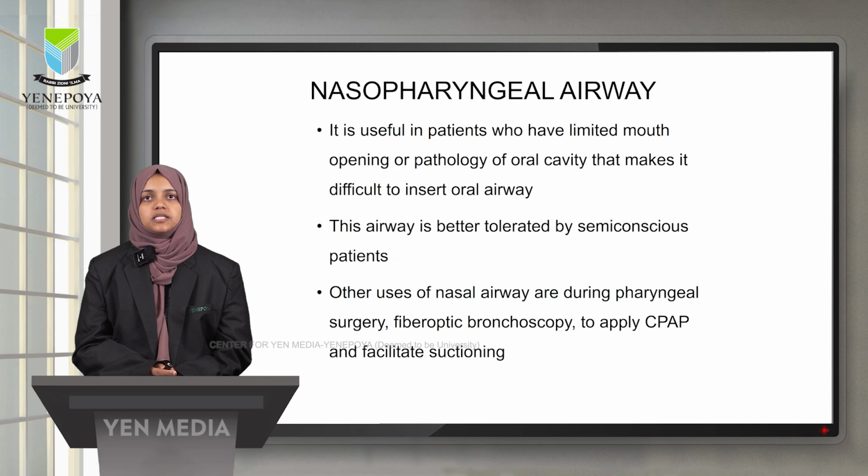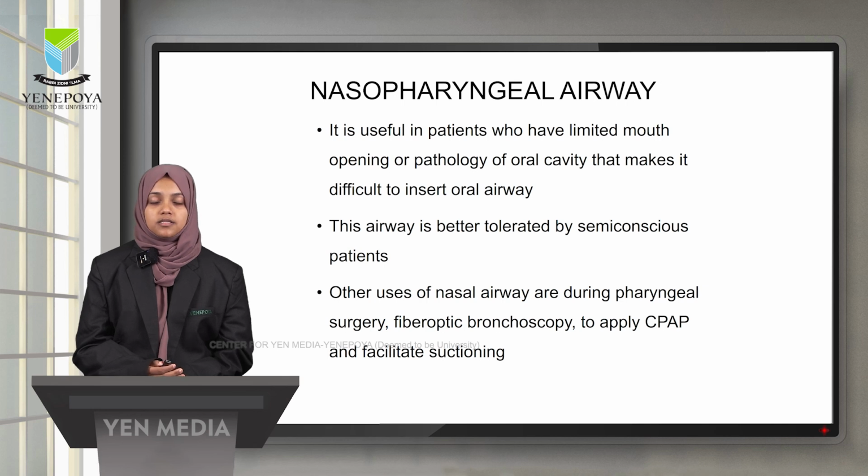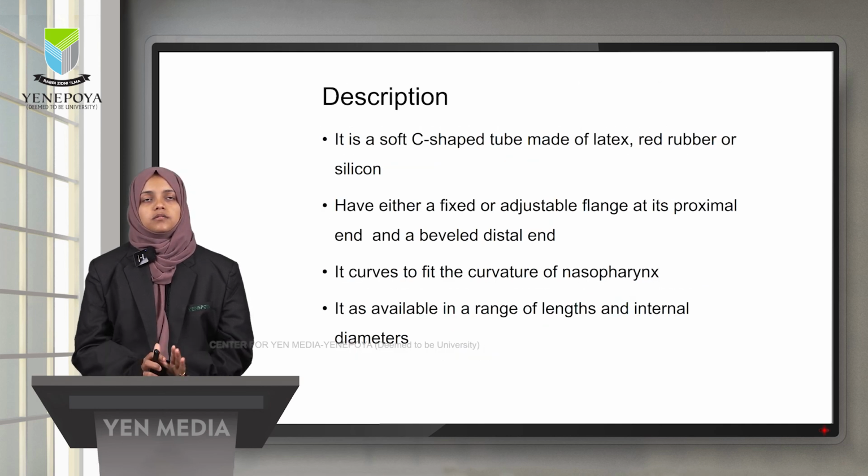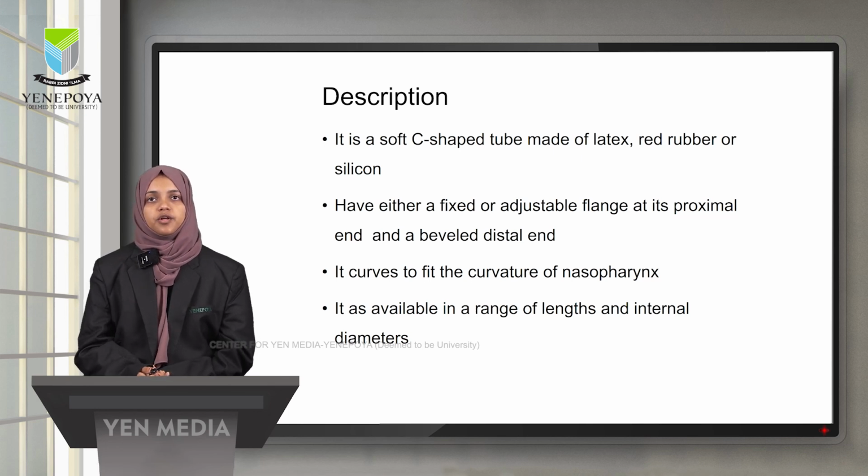It is useful in patients who have limited mouth opening or any pathology of the oral cavity that makes it difficult to insert the oral airway. This airway is better tolerated by semi-conscious patients and even conscious patients. Other uses of the nasal airway are during pharyngeal surgery, fiber optic bronchoscopy, to apply continuous positive airway pressure, and to facilitate suctioning. So coming to the description, it is a soft C-shaped tube made of latex, red rubber or silicone.